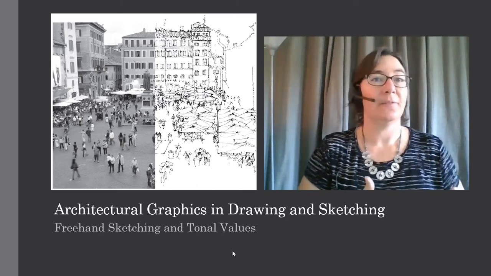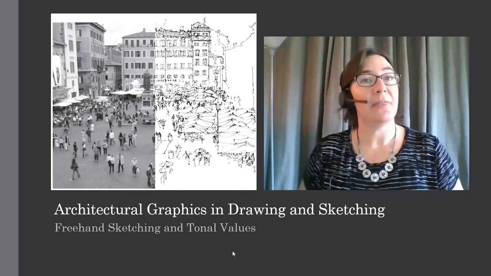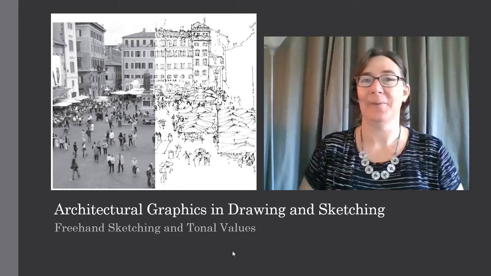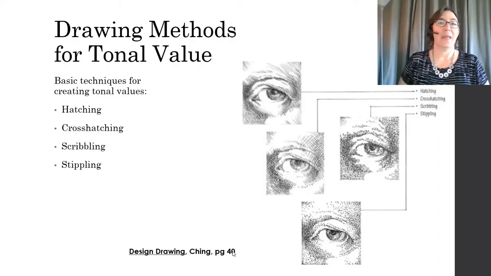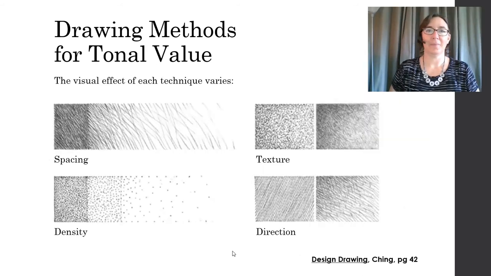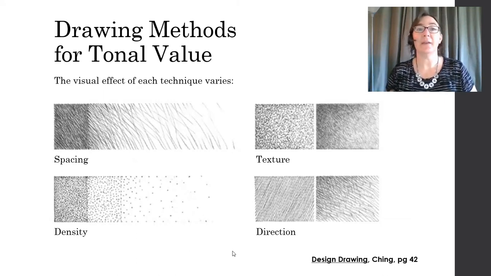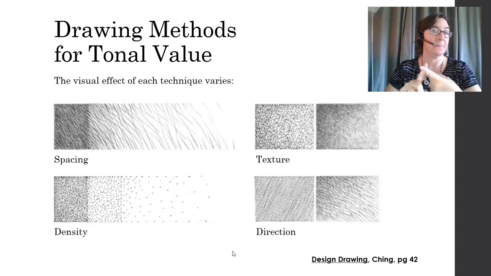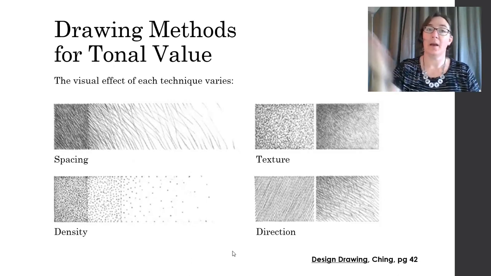We're going to, in this video, cover different drawing methods for creating value. The basic techniques for those are hatching, cross-hatching, scribbling and stippling. Once you master each technique, you can vary the visual effect of that technique by varying the spacing, the density, the texture, and the direction of your method.